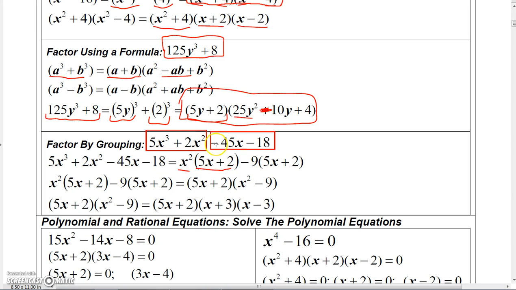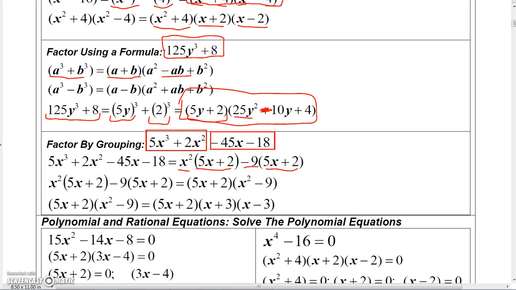And then in these 2 terms, see if you can factor something out of this. And since this is a minus, let's factor out minus the common factor. So I know 9 will go into 45 and 18, so let's factor out a minus 9. So if I factor out a minus 9, I get minus 9 on the outside, and then that would leave me with plus 5x plus 2 on the inside.